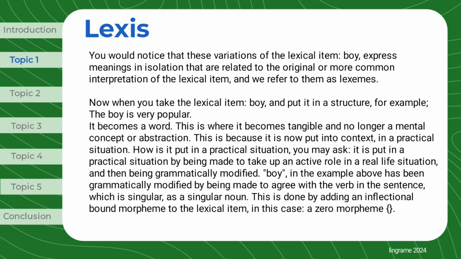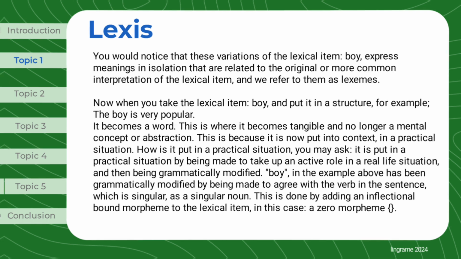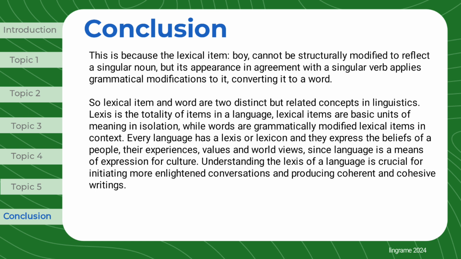It is put in a practical situation by being made to take up an active role in a real-life situation, and then being grammatically modified. Boy, in the example above, has been grammatically modified by being made to agree with the verb in the sentence, which is singular, as a singular noun. This is done by adding an inflectional bound morpheme to the lexical item, in this case, a zero morpheme. This is because the lexical item, boy, cannot be structurally modified to reflect a singular noun, but its appearance in agreement with a singular verb applies grammatical modifications to it, converting it to a word.